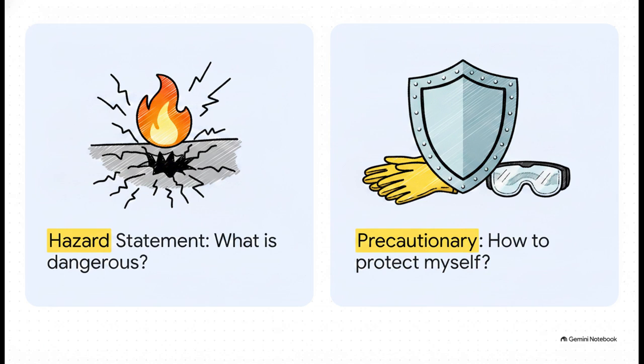A hazard statement communicates info about the danger associated with the chemical. It defines the danger itself, like what is actually dangerous about this substance. Meanwhile, a precautionary statement describes the exact measures you should take to minimize or prevent bad effects. It gives you the protective measures. Basically, what should I actually do to protect myself?